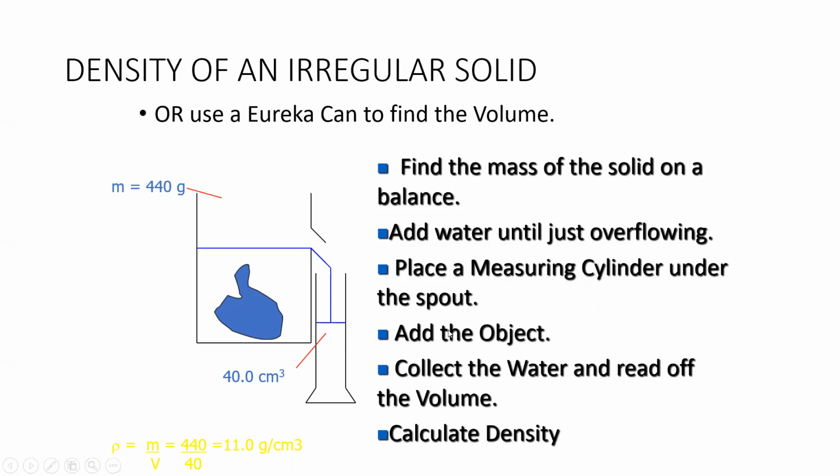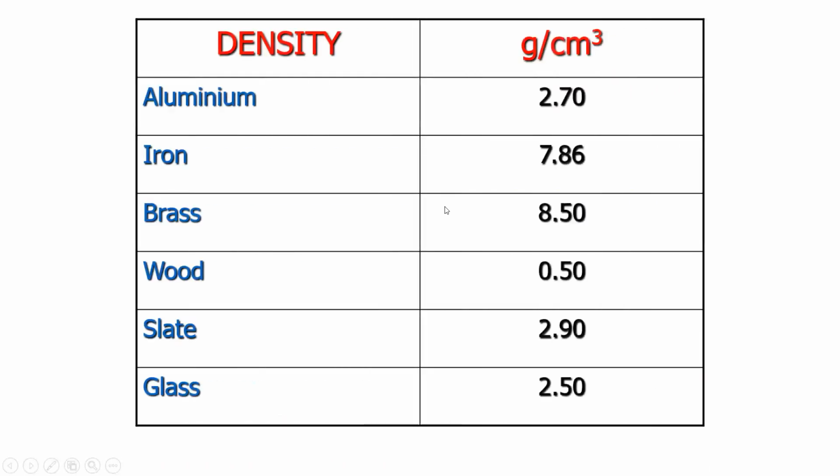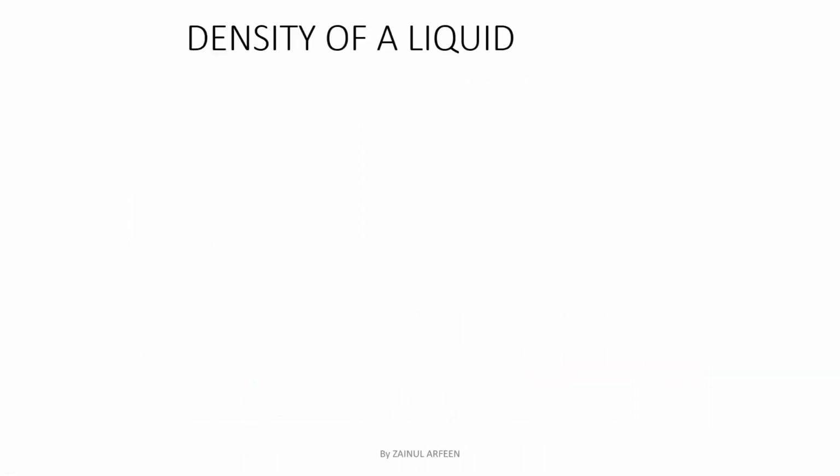Is it clear? This we already did in the example, so again the repetition is there. Density of aluminium, iron, brass, wood, slate.